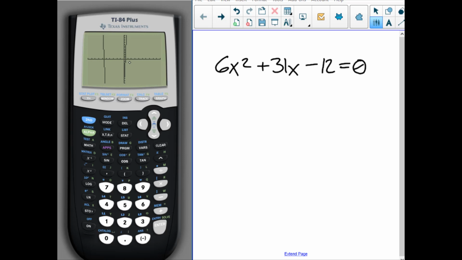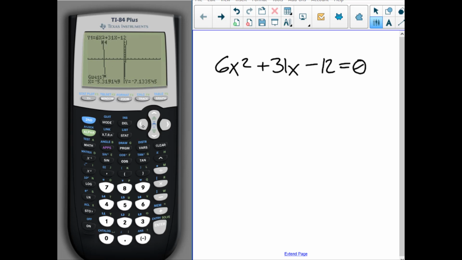Now, if you want to know where the solutions are, all we need to do is hit second and trace, which is going to indicate calc. We're going to go to zero. We're going to find the zero, which is the point where it crosses the x-axis, because if the equation is crossing the x-axis, then it is including one of those solutions. So I'm going to take the point, and I want to be left bound here. Now I want to pick a point that's right bound, to the right of that zero.